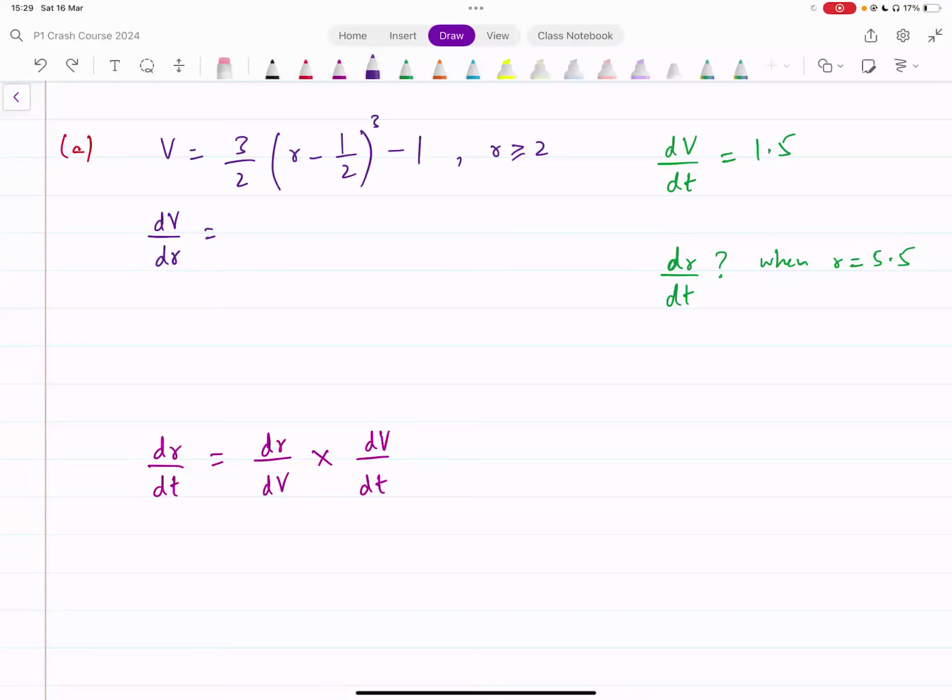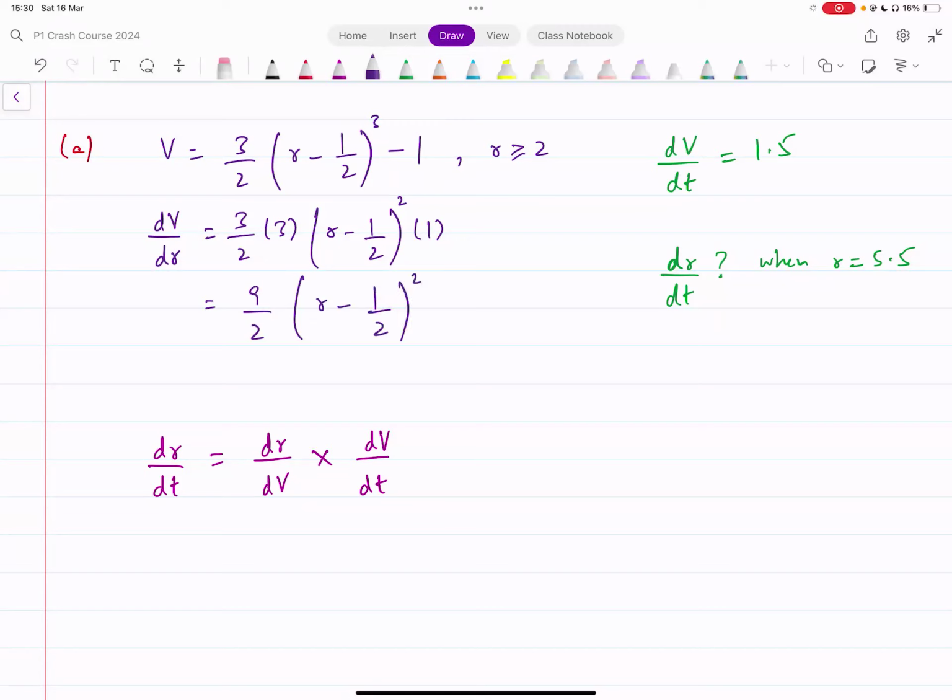Now, what's dV over dr? How do you differentiate this function? 3 over 2 is a constant that remains as it is. Multiply by the power, which is 3. Whatever is inside remains as it is, r minus 1 over 2. Subtract 1 from the power, that's going to become 2. Multiply by the derivative of the part that's inside. What's the derivative of r? It's 1, right? r is like x in this case. Derivative of the constant is 0. So we just multiply by 1, which does not change anything. Derivative of minus 1 is just 0. Now we can simplify this. We get 9 over 2 into (r minus 1 over 2) whole squared.